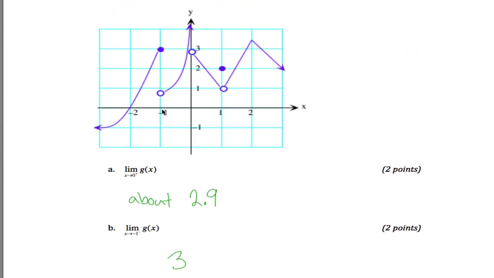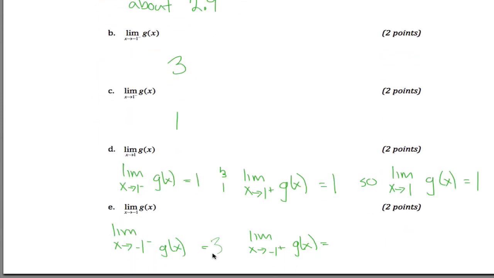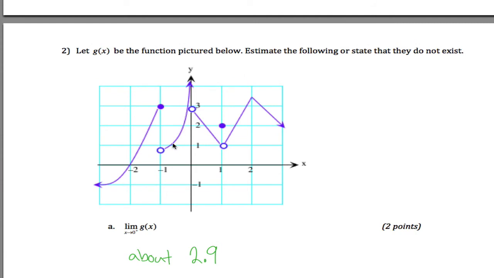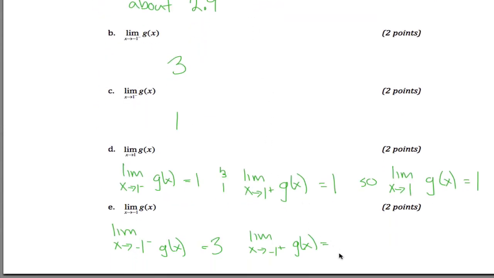So let's see, -1, if I'm coming from the negative side, it looks like my height is about 3. I guess we already did that in part B. But if I'm coming from the positive side, now I'm down on this line here. Looks like my height is, I don't know, 0.8 or something. So what that means, because we got 2 different numbers there, that means that this limit doesn't exist.